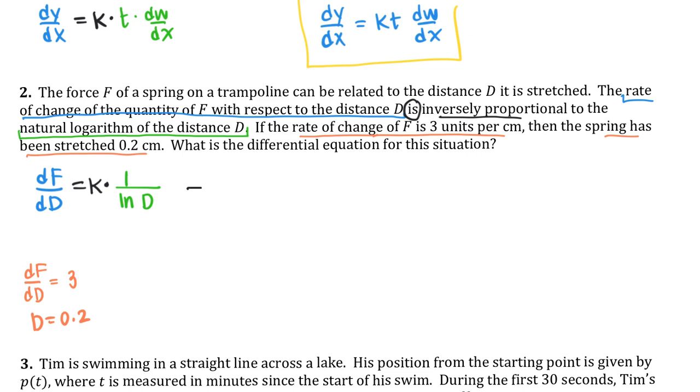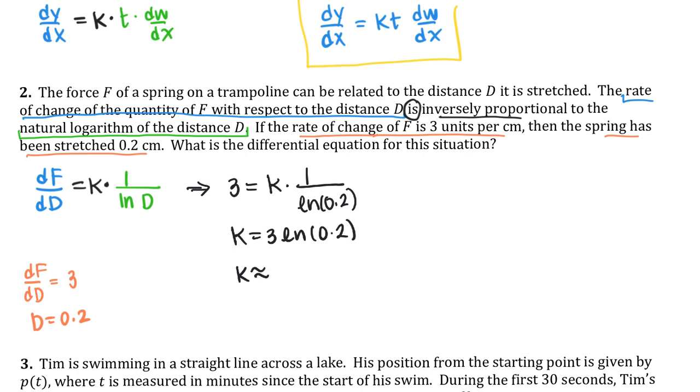Okay, so what do I got now? I have df/dd. 3 equals k times 1 over ln of d. d is 0.2 when df/dd is 3. Okay, let me multiply by ln of 0.2. So k equals 3 times ln of 0.2. In exact form, it would stay like that. If I'm approximating it, I'm going to put it in my calculator, and I'm going to leave 4 digits. Truncate or round 4 digits.